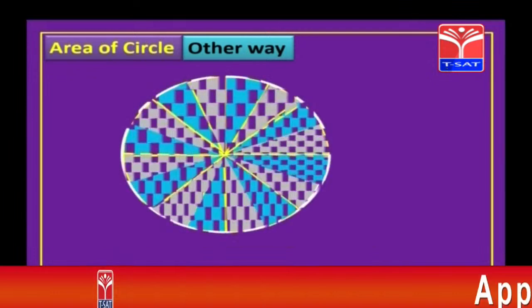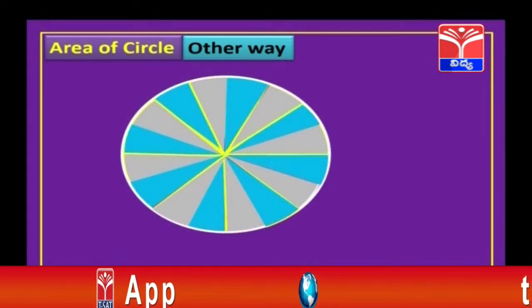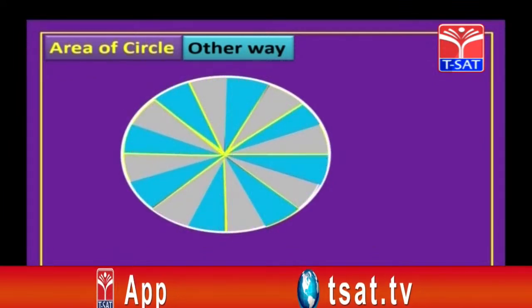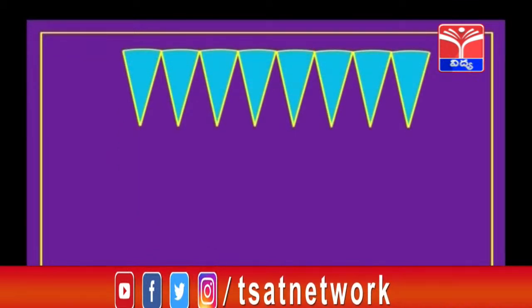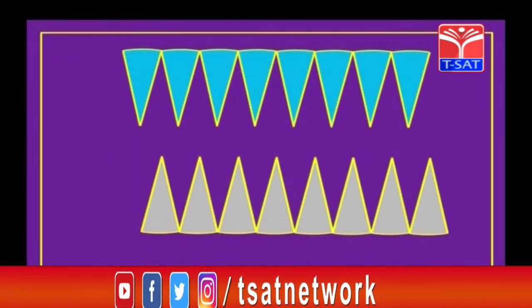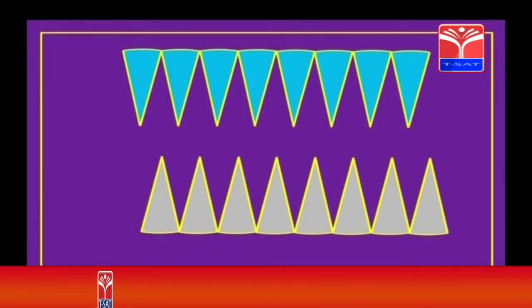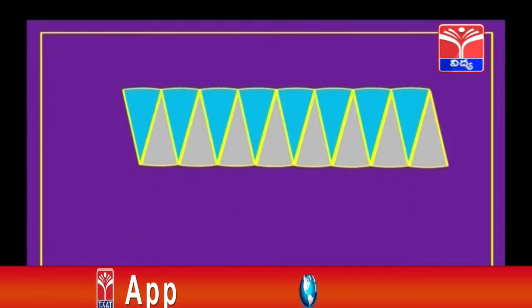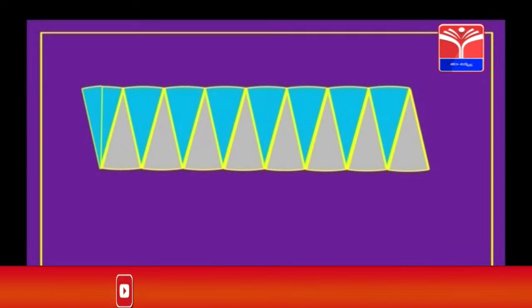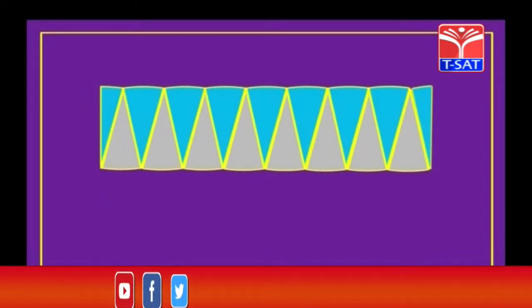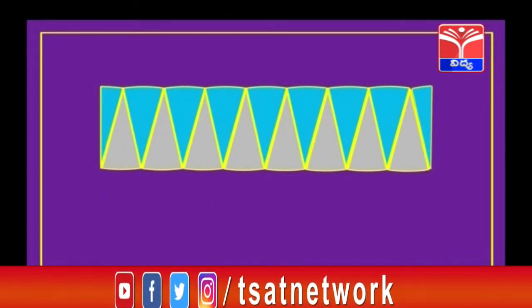Now let us divide this circle into more number of sectors, children. You can see there, right? Now we have divided into more sectors. Now again let us rearrange these sectors as shown on your screen, children. Yes. Now let's see what happens when we join them. Yes, we do get some plane figure, right? Now what I am going to do, children, here I am going to cut a small part of it and place it at the extreme right.